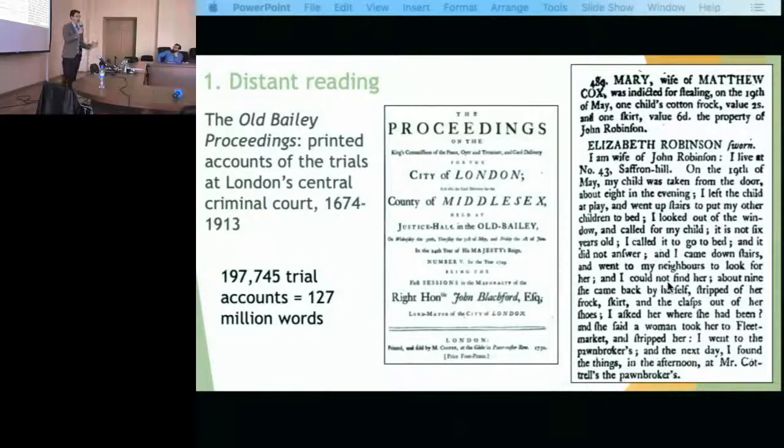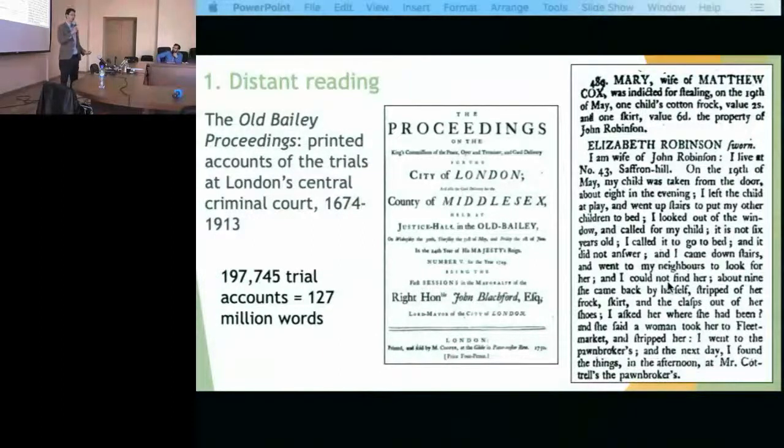But the information that we get from the Old Bailey Proceedings, from those printed accounts of the trials, is obviously shaped by the nature of the trial accounts themselves. It's shaped by the nature of the record, and that didn't necessarily stay the same over time. The nature of the proceedings as a source changes over time. So how do we understand that? How do we understand that change over time?